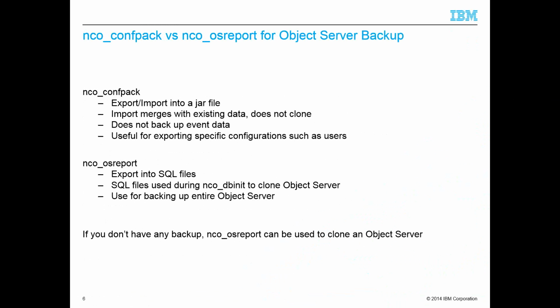And you can use those SQL files with the NCODB init command during object server creation to clone the object server. This is very nice because it does an exact clone of that object server, and you can use it for backing up your entire object server. It's also useful if, say, you want to copy one particular trigger from one object server to another. You could run NCO OS report, look in the automation SQL file that's created, copy that trigger SQL, and run it on your other object servers too.